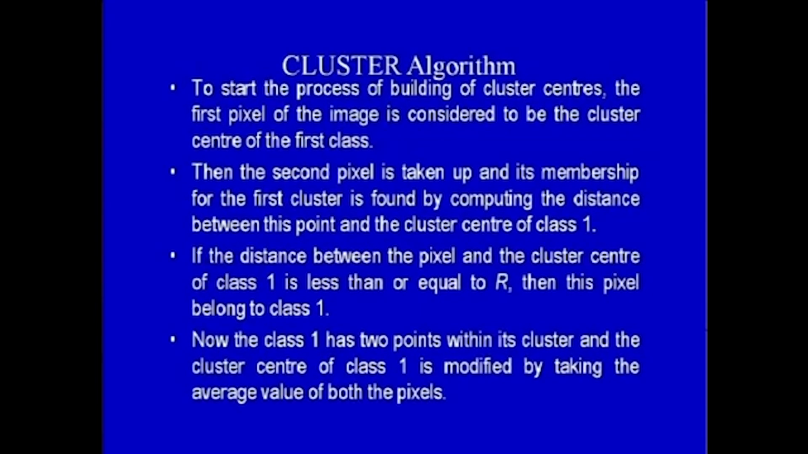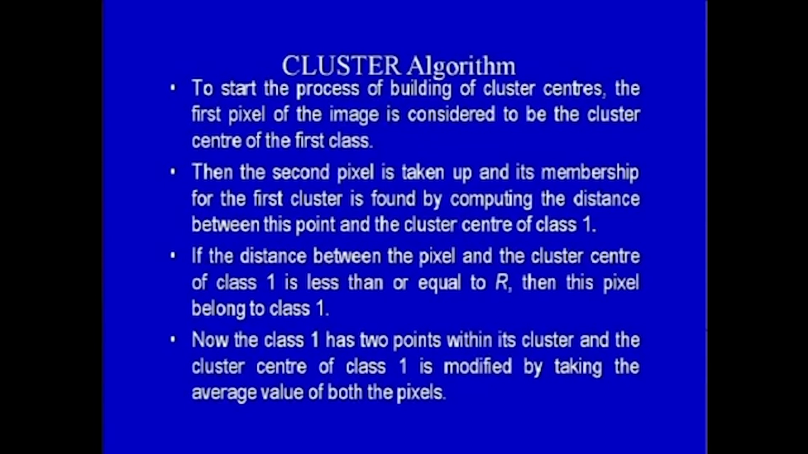To start the process of building of cluster centers, the first pixel of the image is considered to be the cluster center of the first class. Then the second pixel is taken up and its membership for the first cluster is found out by computing the distance between this point and the cluster center of class 1. If the distance between the pixel and the cluster center of class 1 is less than or equal to R, then this pixel belongs to class 1.